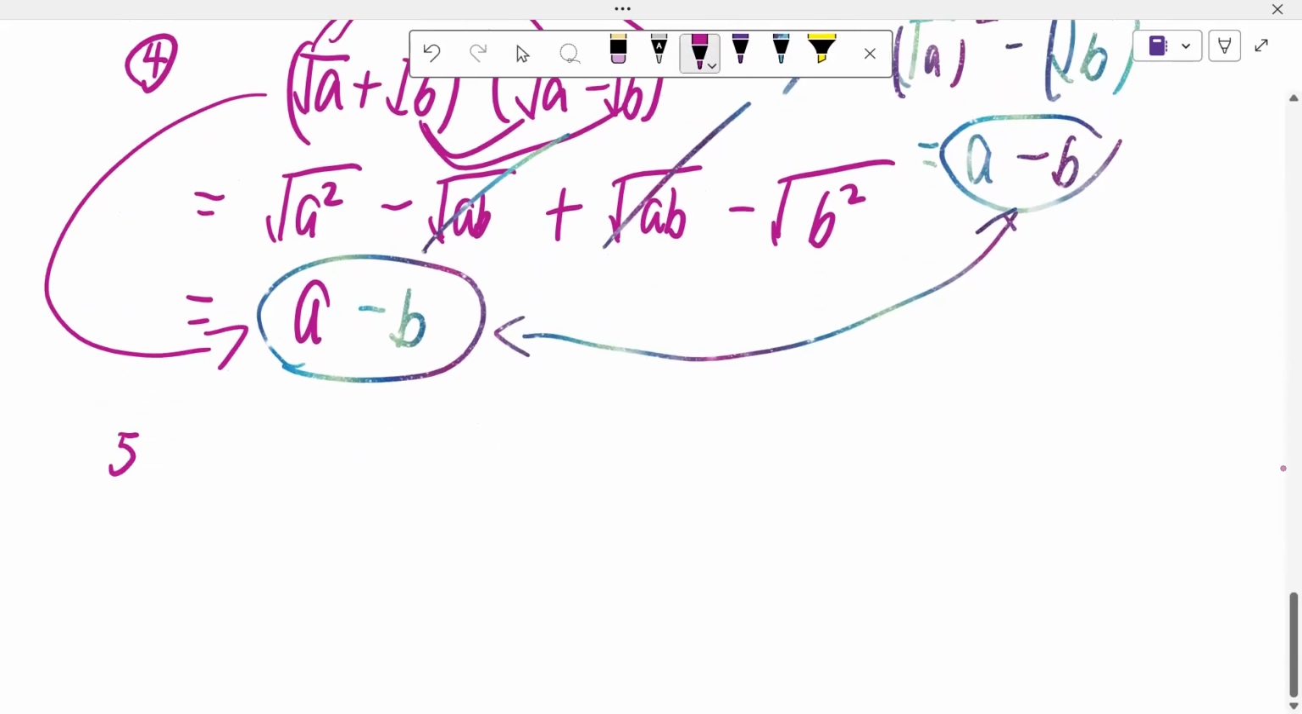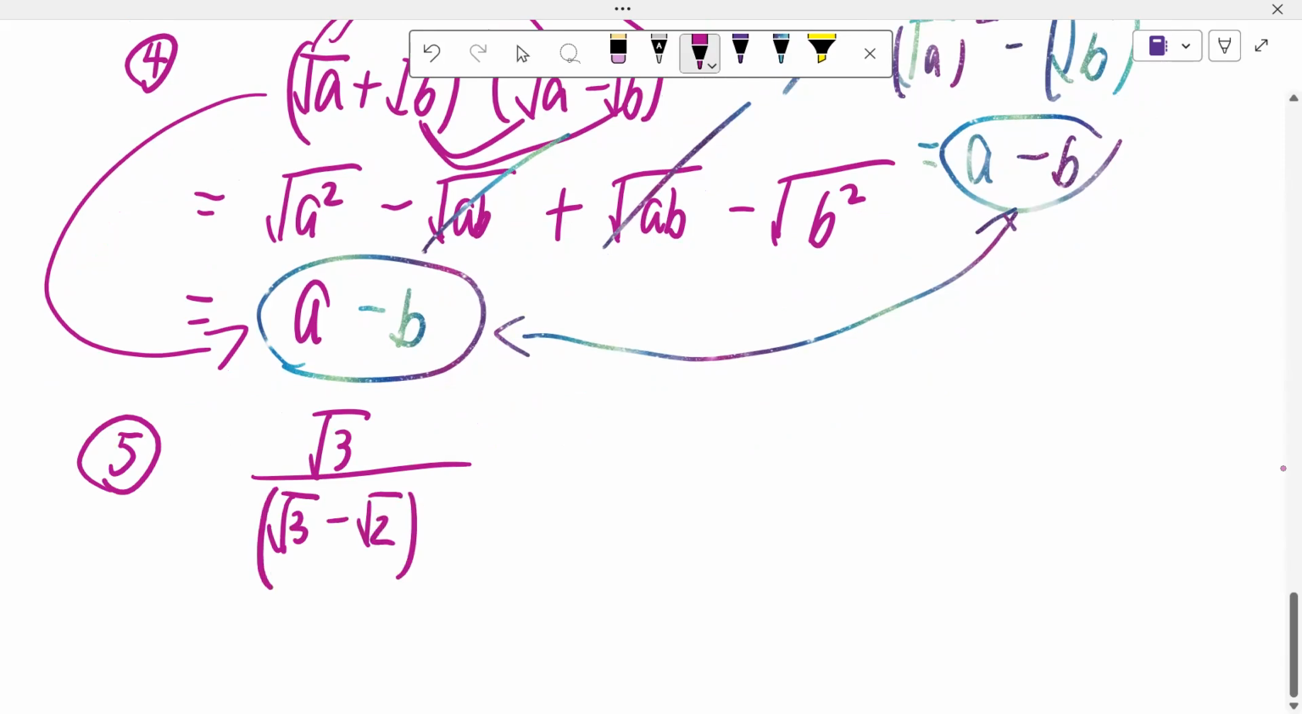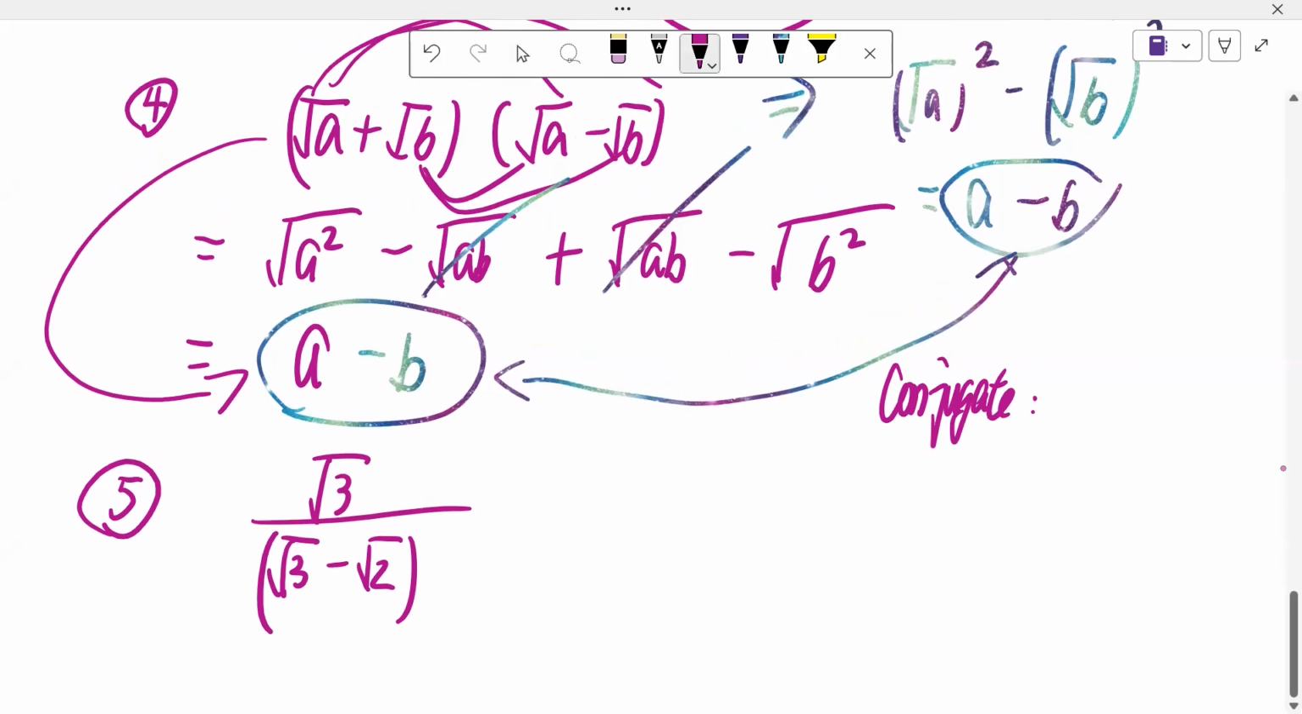So now let's look at this. Let's say we get something like radical 3 over radical 3 minus radical 2. In order to simplify this, we will need this term called the complex conjugate, or the conjugate. So we get A minus B here, right? A minus B, so we need A plus B. So the conjugate here is going to be radical 3 plus radical 2.